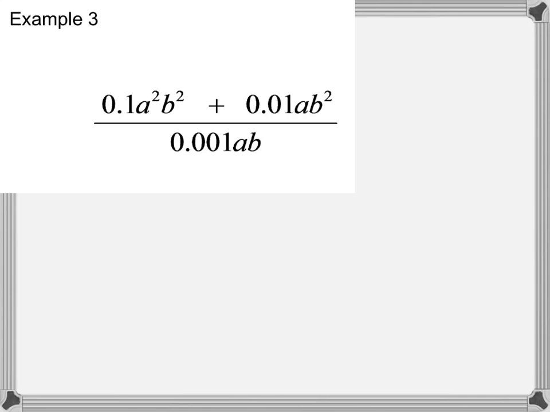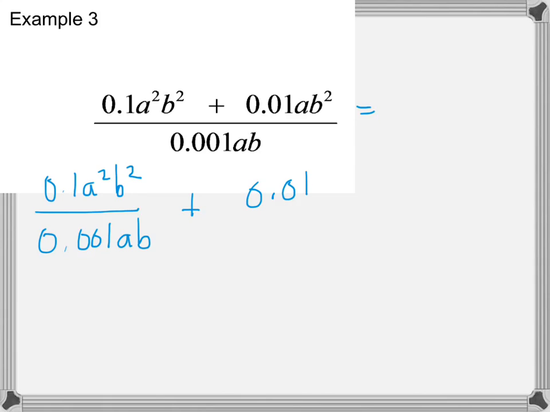Okay, and then our third example, we have a binomial divided by a monomial, but I made it a little trickier by making the coefficients decimals. Okay, so first of all, let's just rewrite this the way that we were showing before, separating the terms in the numerator and dividing them each by the term in the denominator. Okay, so hopefully I just copied that right.